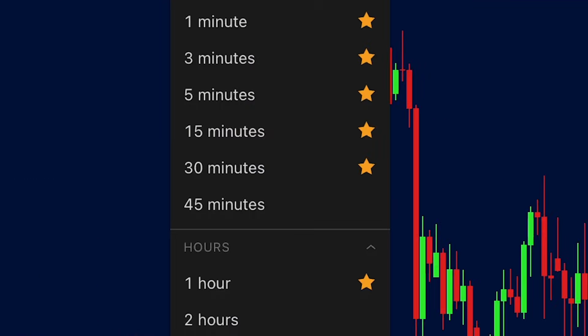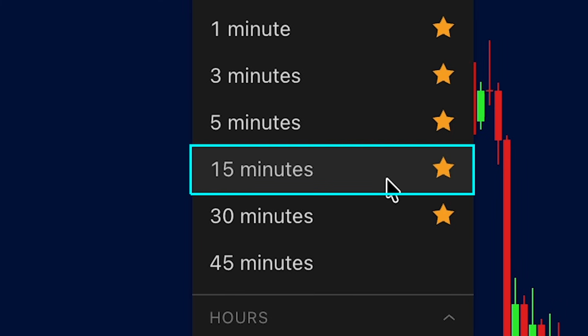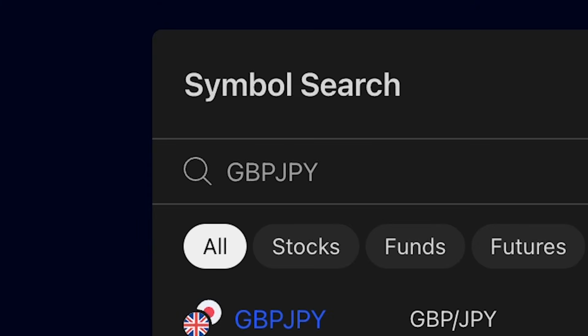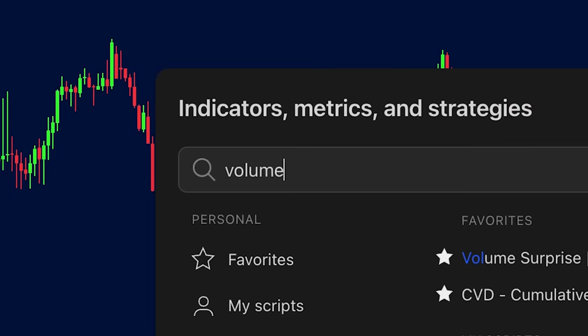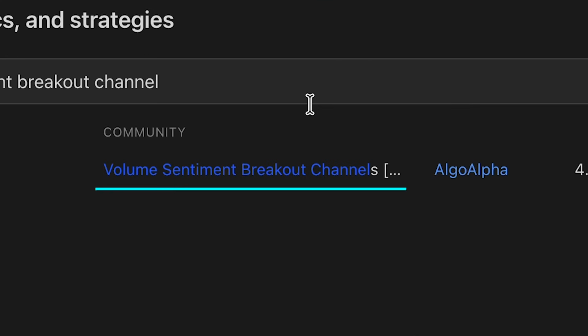First, head over to TradingView and pull up any chart you want. I'm using the 15-minute time frame on GBPJPY, but this works on any market, any time frame. Click on indicators and type in volume sentiment breakout channels. Make sure you select the one by Algo Alpha.